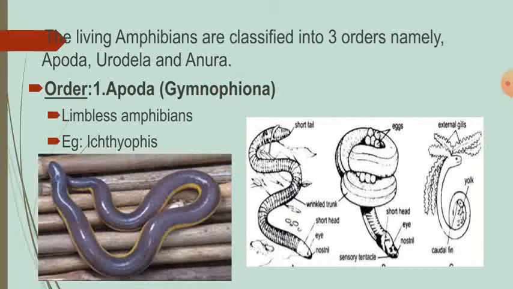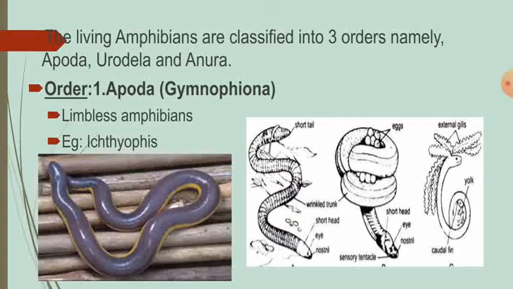These Apoda are found in the tropical regions, in India, Sri Lanka, Pakistan, Africa and America. They are burrowing forms and rarely seen above the surface. They feed underground on worms and other small invertebrates. Here the example is Ichthyophis. Apoda are also called Gymnophiona. They are limbless amphibians.